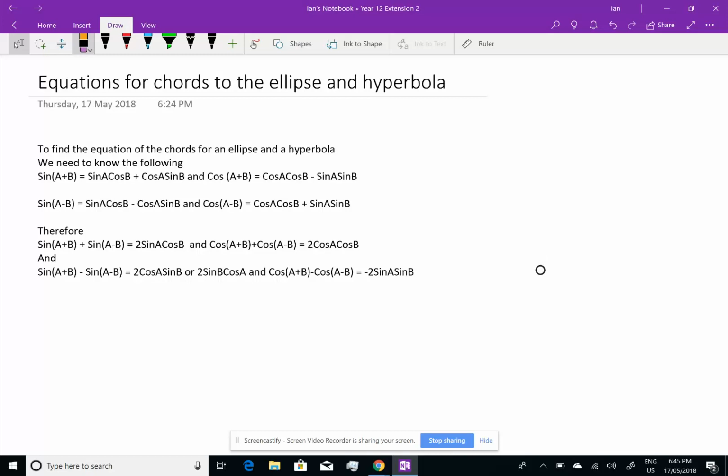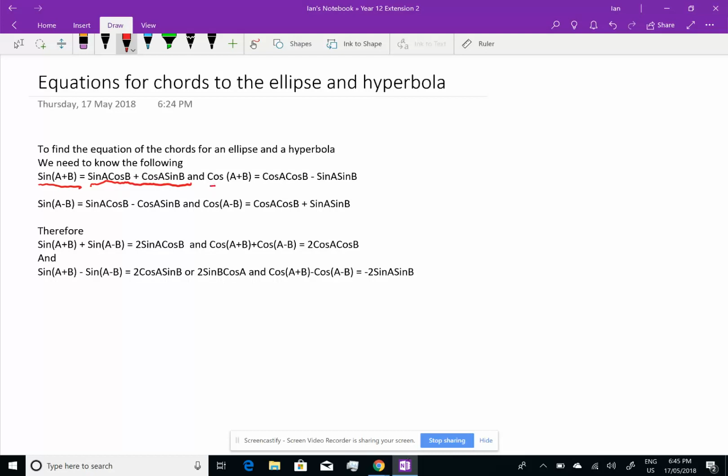So the first thing you need to know is a couple of things, and you should remember these from your early Extension 1 time. Sine of, and these are on your reference sheet, but they use theta and phi. We're going to use A and B. So sine of A plus B is sine A cos B plus cos A sine B.